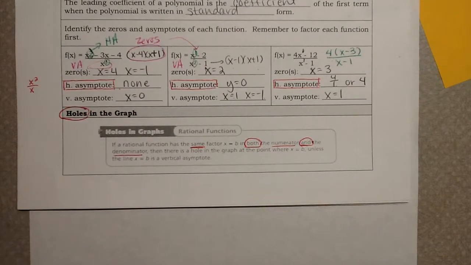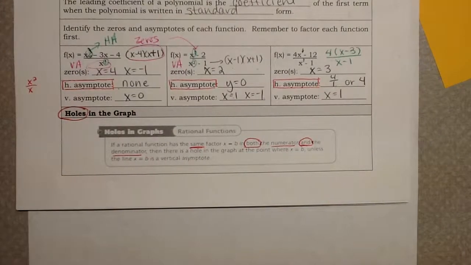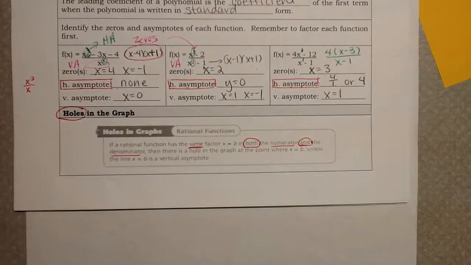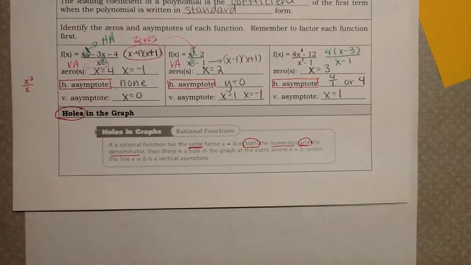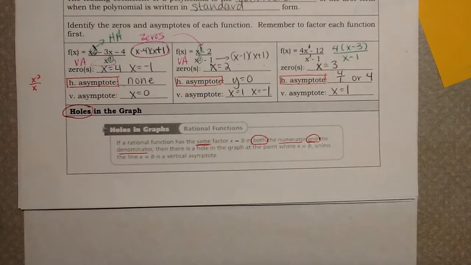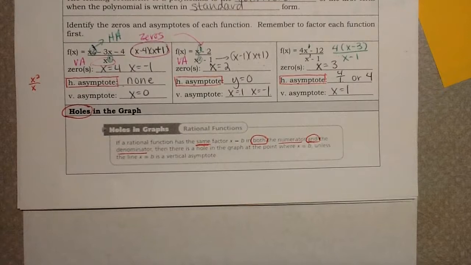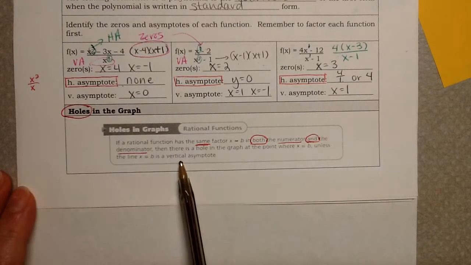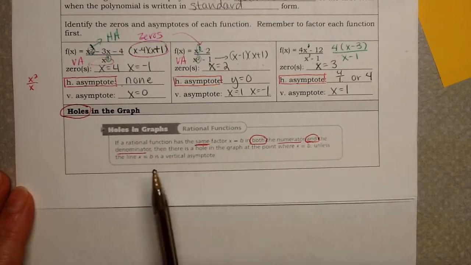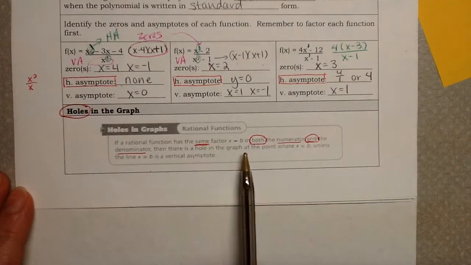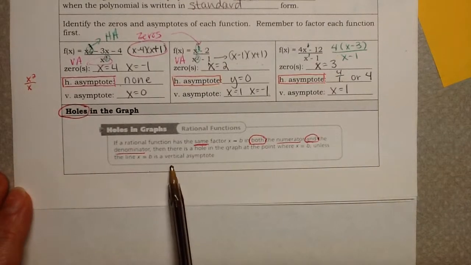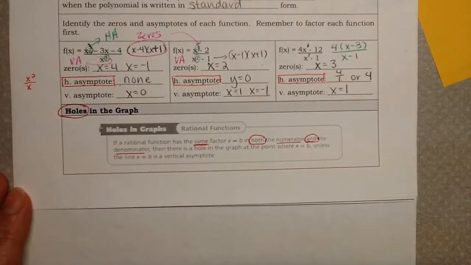In the first part of section 8.4, we went over zeros and horizontal and vertical asymptotes. The last thing we need to talk about are holes in the graph. Holes in the graph are only going to happen in a rational function if you have the same factor in both the numerator and the denominator. Then there's a hole in the graph at the point where x equals b, unless x equals b is a vertical asymptote.